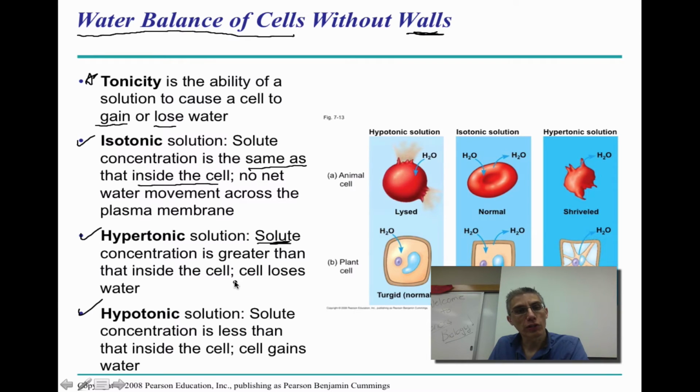Now if you take that cell and you put it into a hypotonic type of solution, in this case the solute concentration is less on the outside than you would find on the inside of the cell, and because of that, what's going to happen is the cell is actually going to gain water.